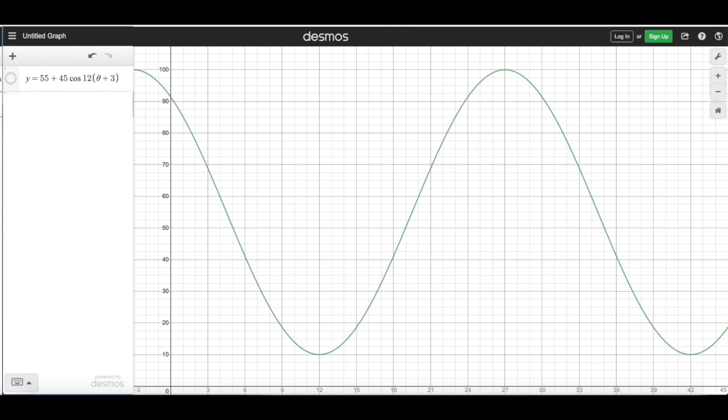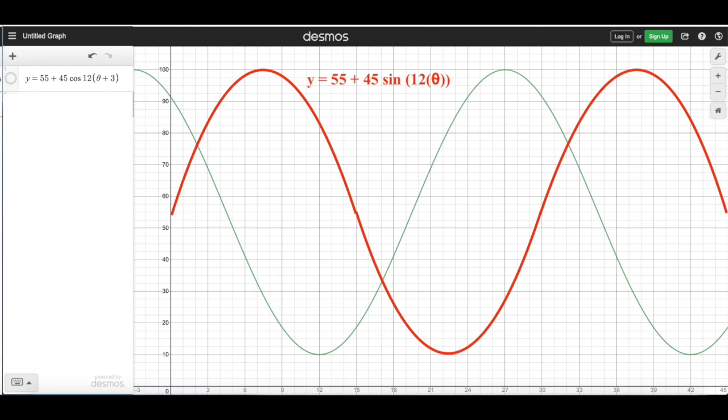Then the next part of the problem, or the next problem, says rewrite it as a sine equation. So the first thing you need to recognize is that when you turn it into a sine equation, there's not a whole lot that's going to change. If you keep the 55, you're maintaining the midline. If you keep the 45, you're maintaining the amplitude. The 12 represents the distance from the top of one curve to the top of the next. And you wind up with this curve.